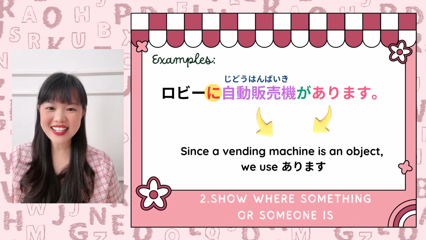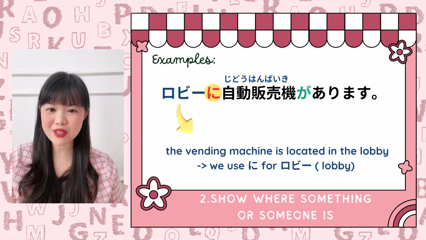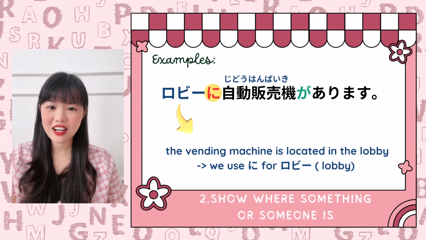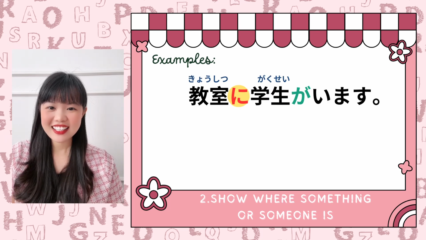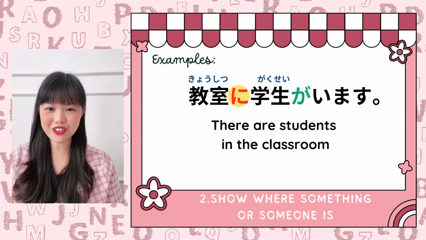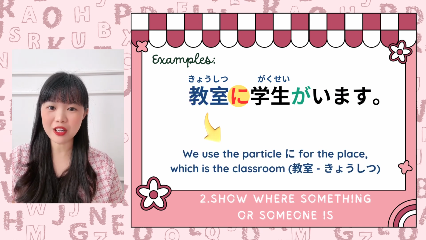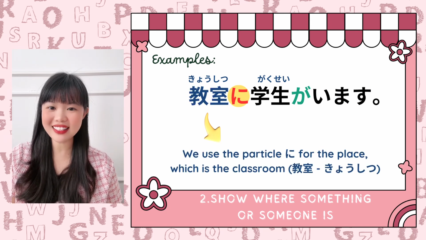Since a vending machine is a thing, we use the verb あります. And because the vending machine is located in the lobby, we use the particle に for ロビー. Or 教室に学生がいます. There are students in the classroom. Because students are people, we have to use the verb います. And again, we use the particle に for the place, which is a classroom in this sentence.